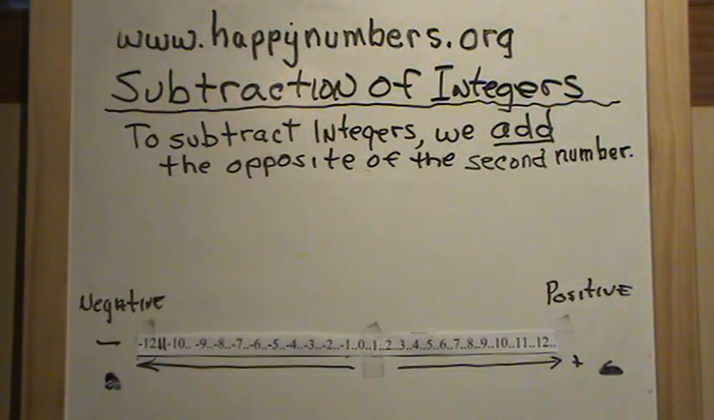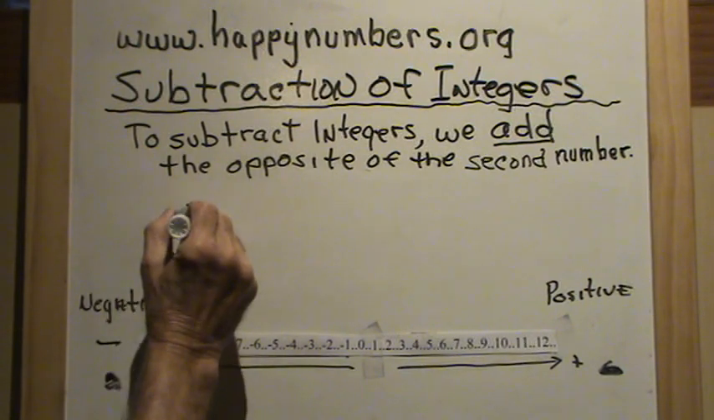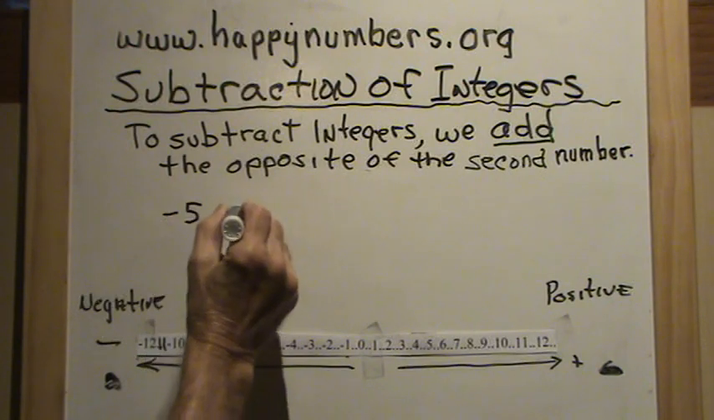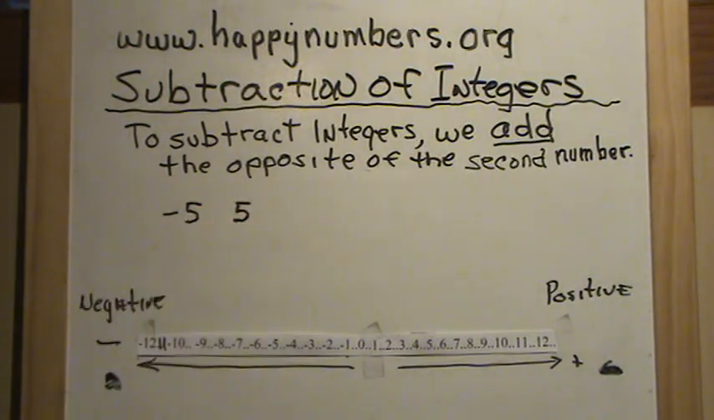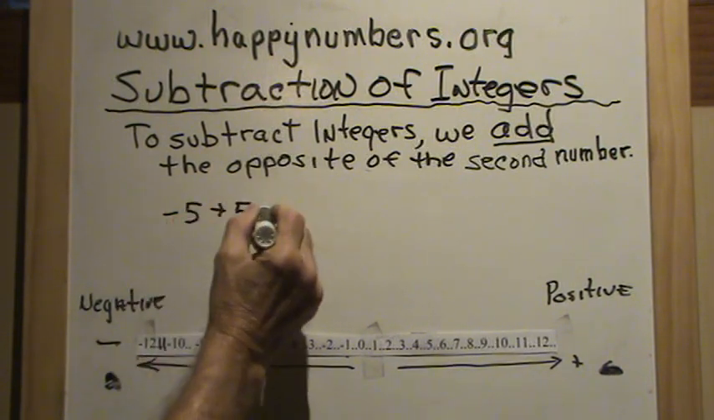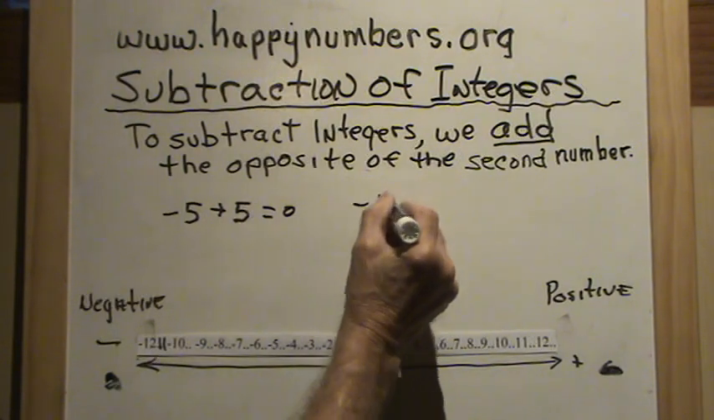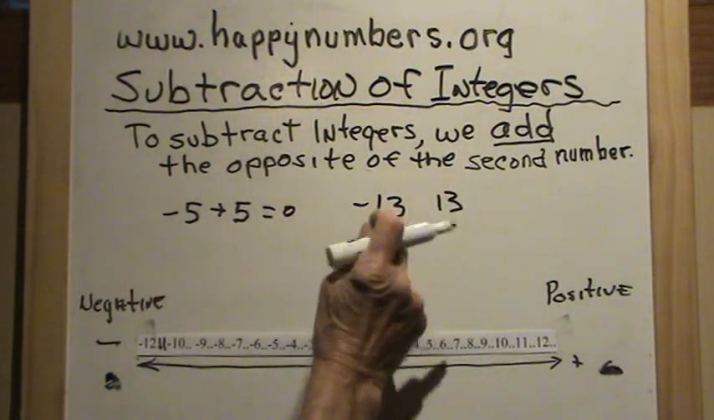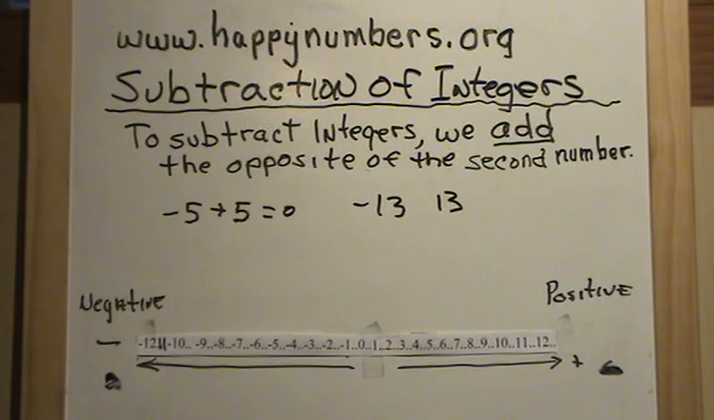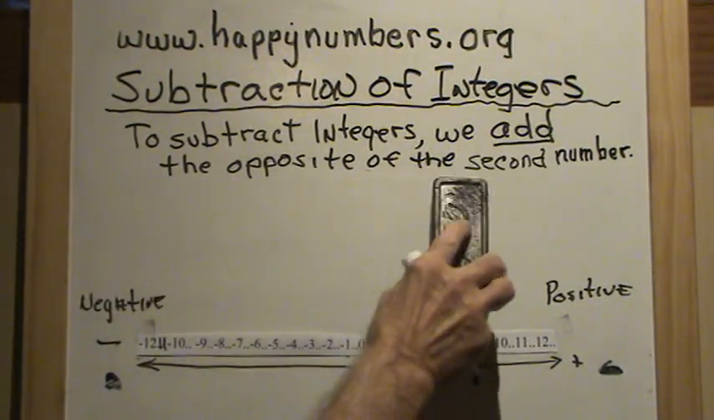And before we get into that, let's just review a couple of concepts. Negative 5 and positive 5, these numbers are opposite, and if we were to add them together we would get 0. Because if I'm at negative 5 and I add positive 5, 1, 2, 3, 4, 5, 0. So negative 13 and 13, these numbers are opposites. I know that's a concept that you know, but we need to keep that in mind.